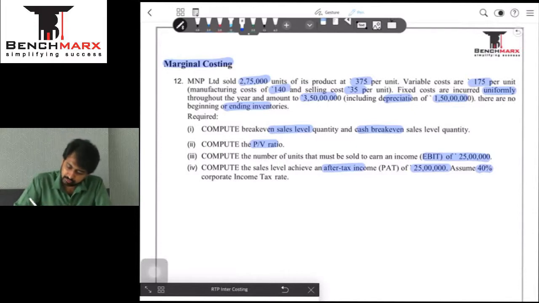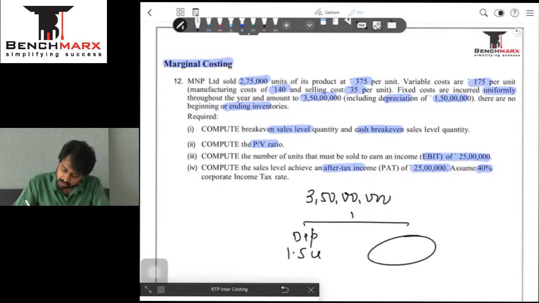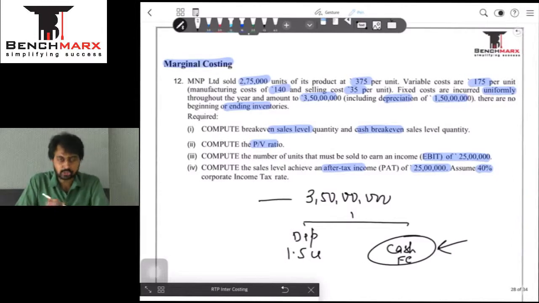At the most what we can figure out is, out of 3 crore 50 lakhs of total fixed cost, I would say depreciation is 1.5 CR, and the balance, whatever comes, is my cash fixed cost, and that is it. To find the cash break even point, I will use the cash fixed cost. To find the normal break even point, I will use the total fixed cost, and that's it. Other things of part 2, 3 and 4 we have done many times, so that should not be a problem at all. Okay.